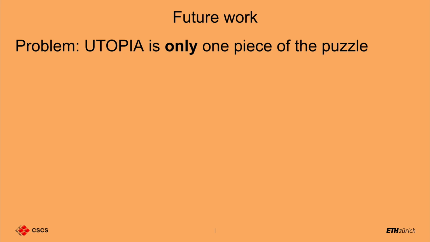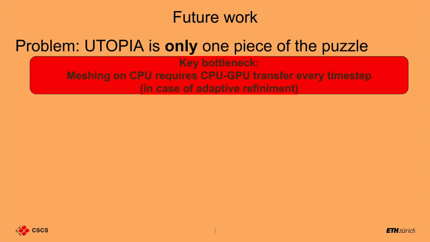The future work: the point is that Utopia is only one piece of the puzzle. You invert the matrix, but often you are not using only that. One bottleneck we found with our customers is the meshing. Often the mesh is the bottleneck. Meshing and remeshing is the main bottleneck because you have to copy, send and receive the mesh all the time from the CPU to the GPU.